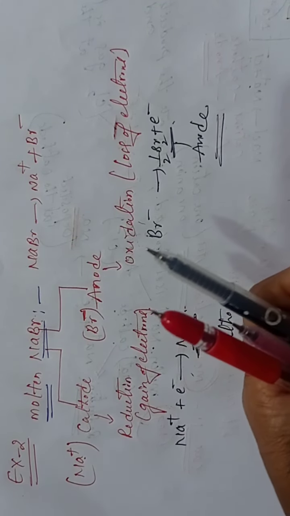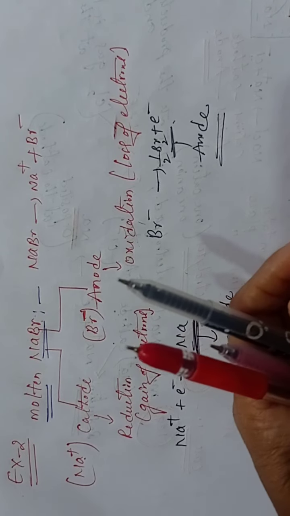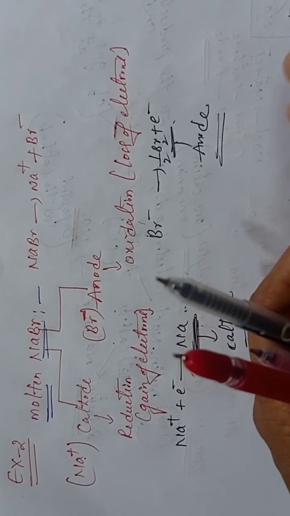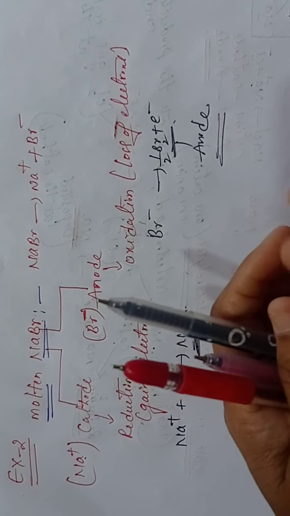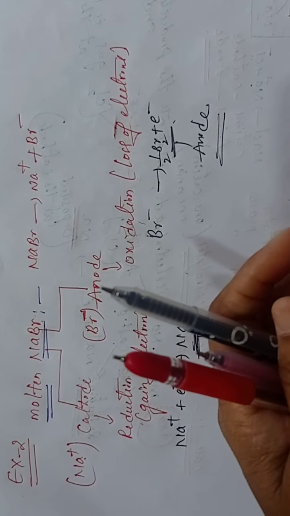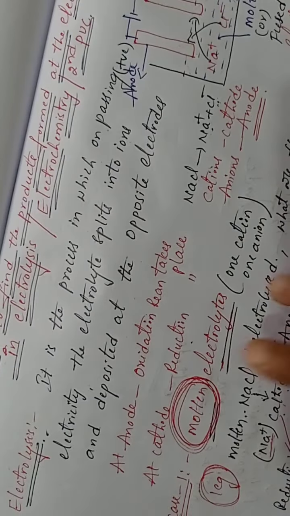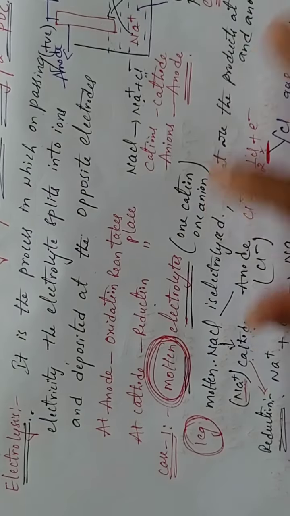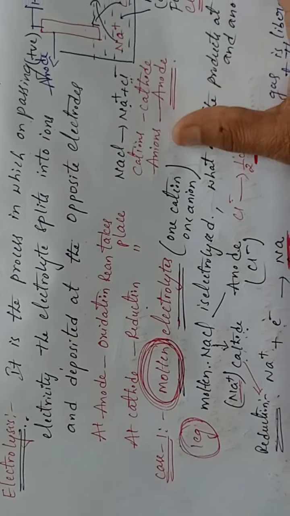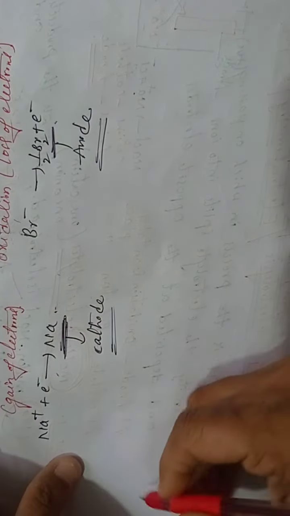Now I am going to explain the case of aqueous electrolytes. What are the products obtained at the cathode and anode in the electrolysis process? In the first molten state, how many cations and anions are there? I told you one cation and one anion is present. Correct or not? Now in the second case, case 2.